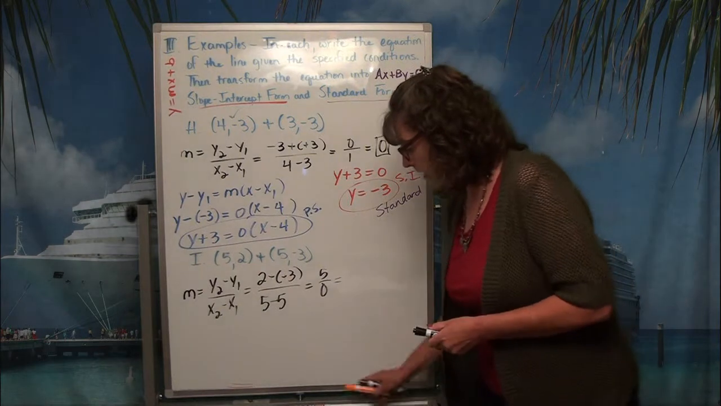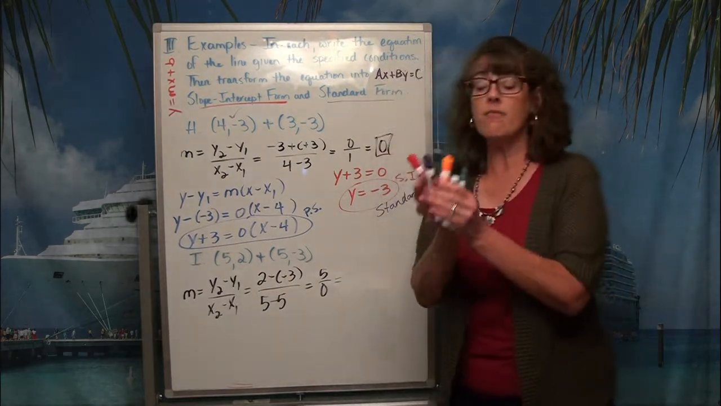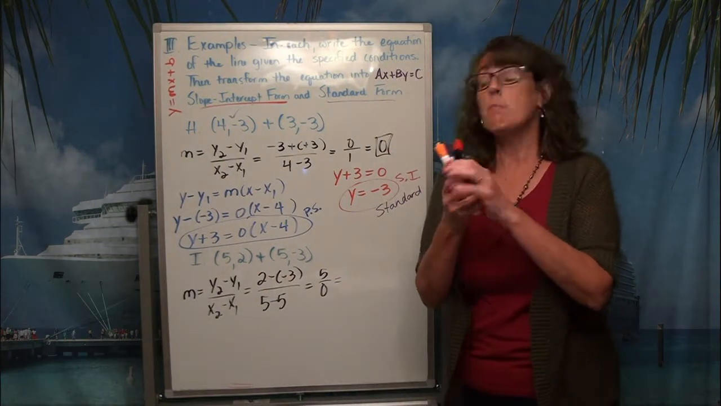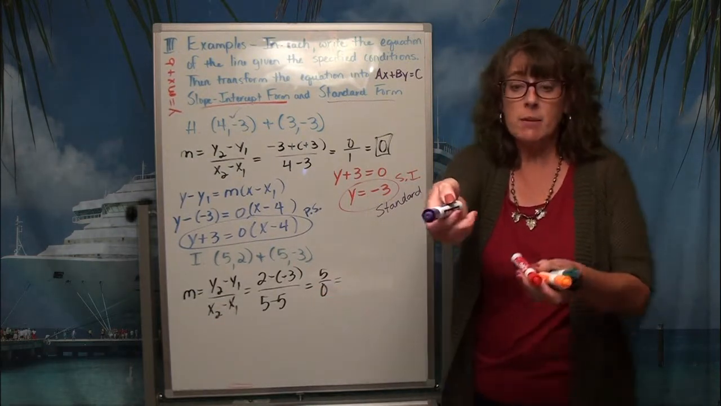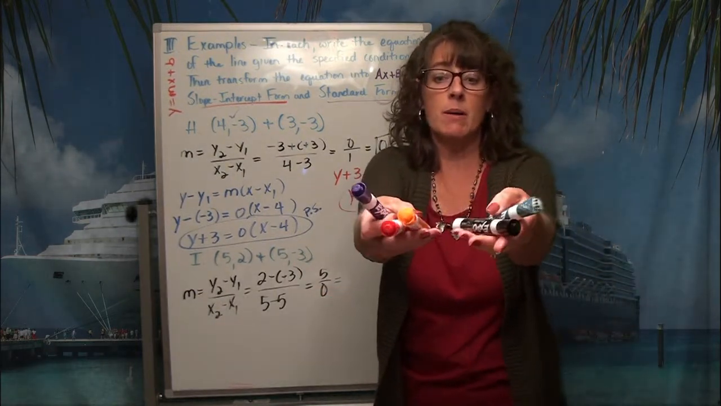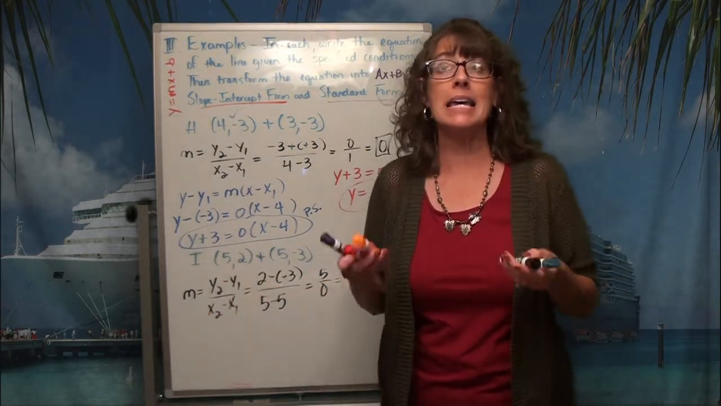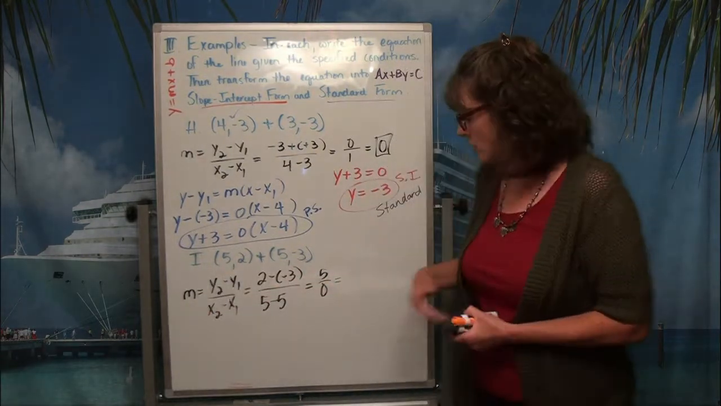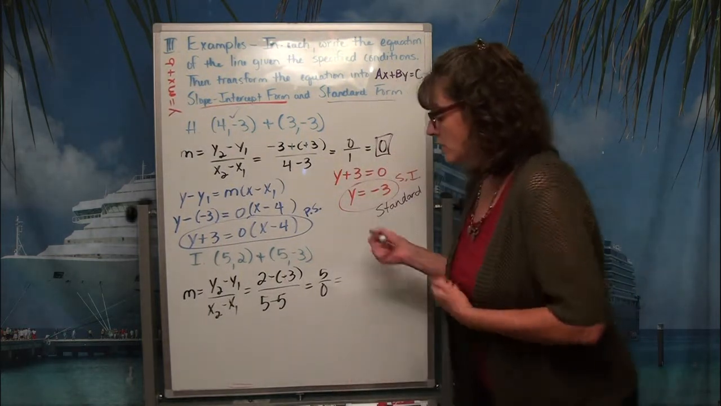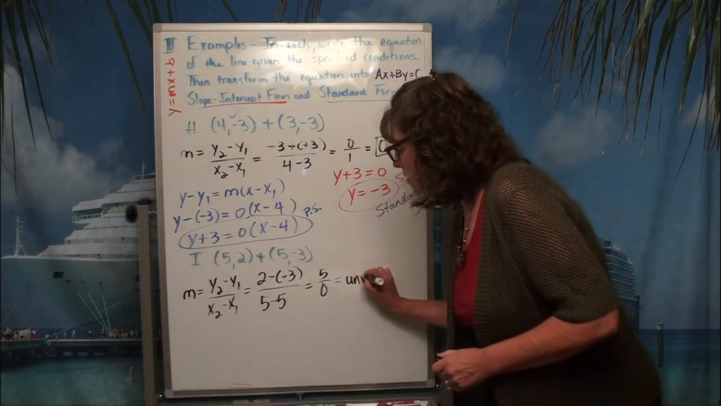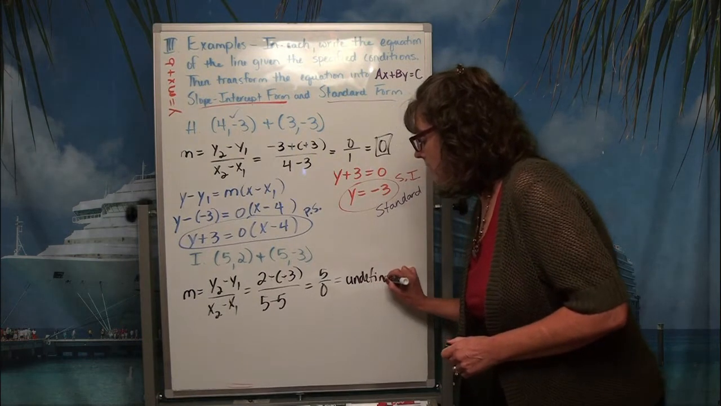Because when 0 is in the denominator, what does that mean? Remember, the numerator here says I've got 5 markers to pass out, but the denominator says there's nobody out there to get them. So I'm trying to pass the markers out. I'm really giving it my best, but I cannot make the action happen because there is nobody out there to receive them. So therefore, when 0 is in the denominator, my slope is considered to be undefined.